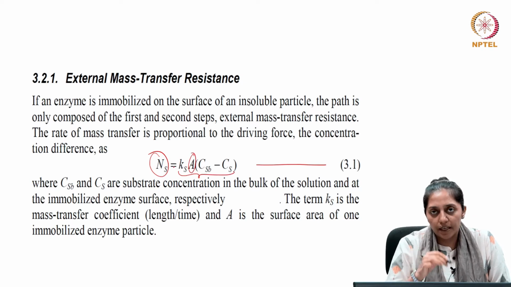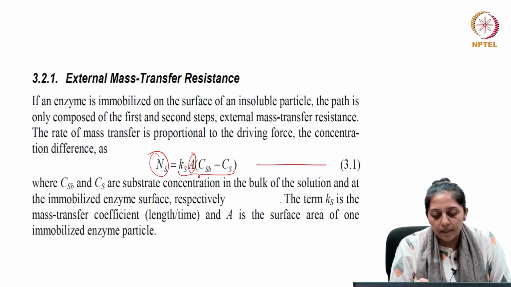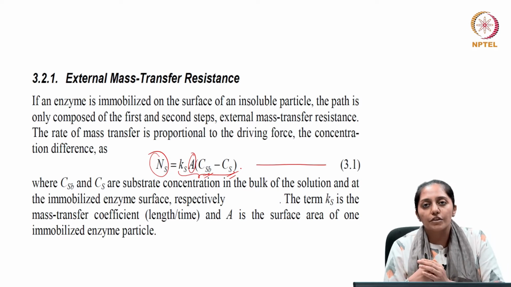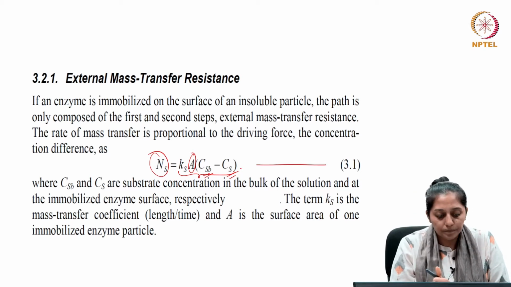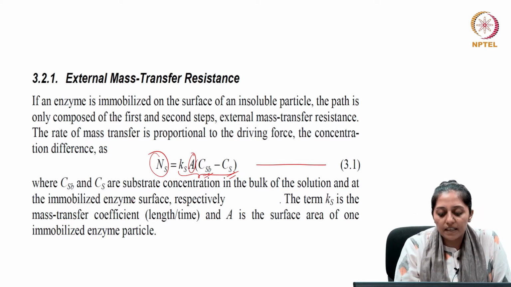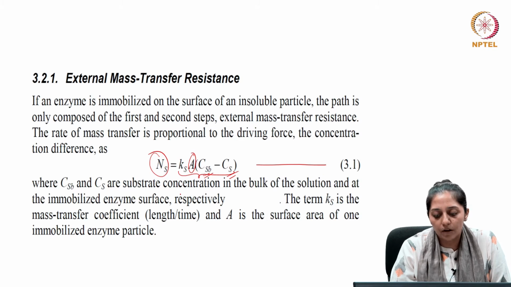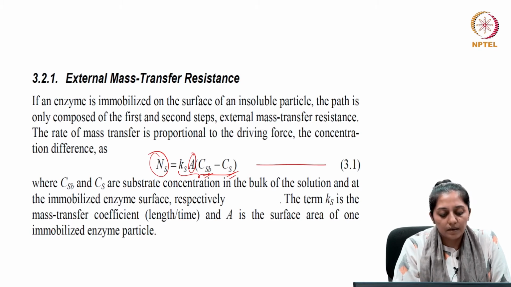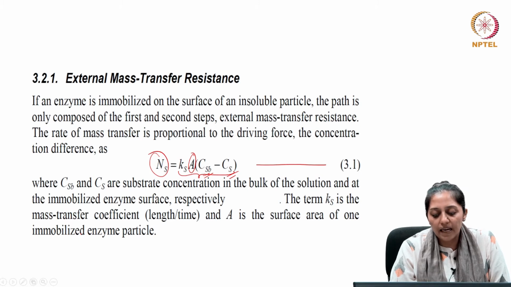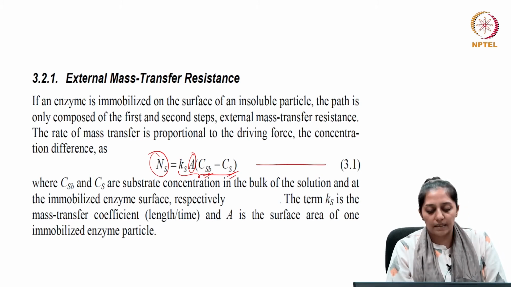where A is the surface area of the film, which is the particle, and Csb is the bulk substrate concentration, and Cs is the concentration at the surface of the immobilized particle where the enzyme has been coated. Now, Csb and Cs are substrate concentrations in the bulk of the solution and at the immobilized enzyme surface respectively. So, the term Ks is the mass transfer coefficient and A is the surface area of the immobilized enzyme particle.